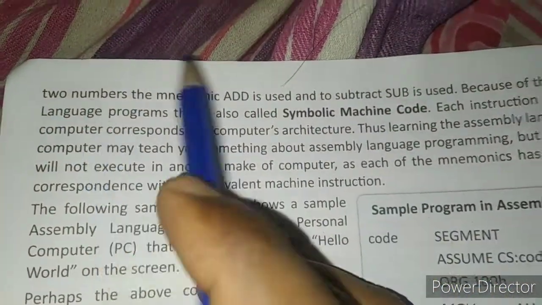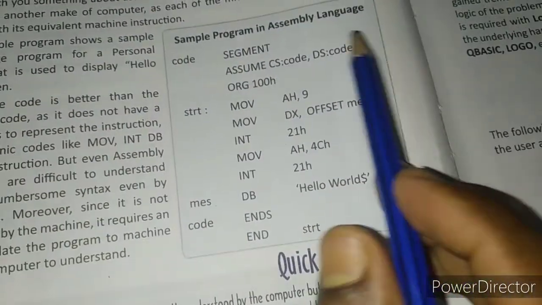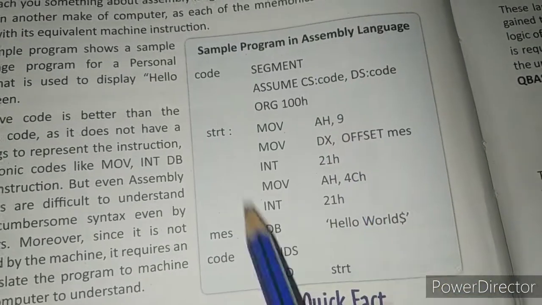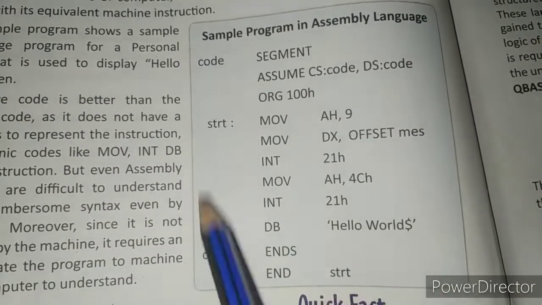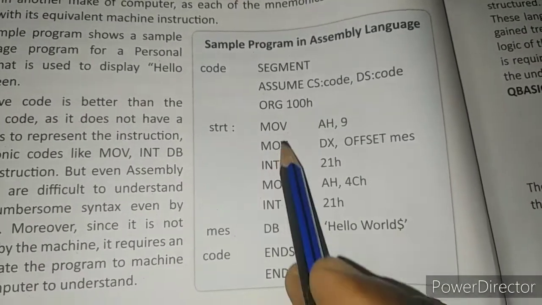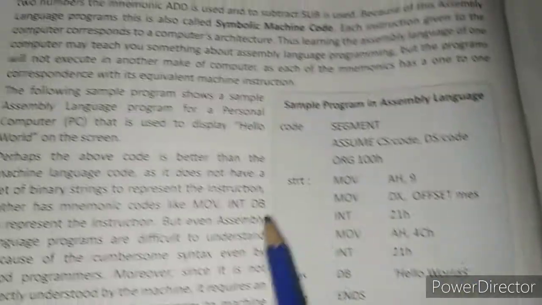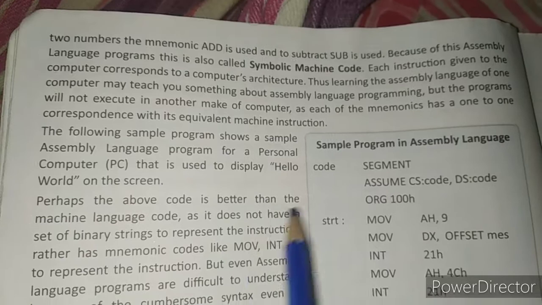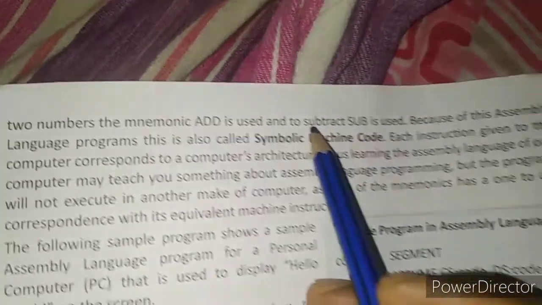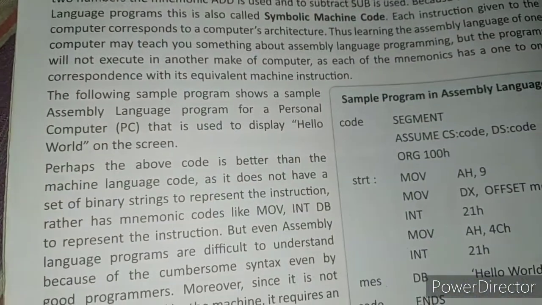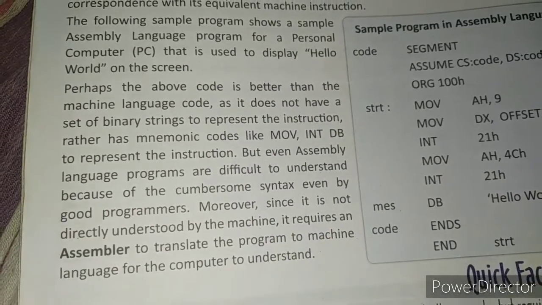Here you can see a program to add two numbers in assembly language. There are different segments, and a special kind of instruction is used: move, int, db, and these are known as mnemonics, right? Assume, code, this type of mnemonics are used here in a special manner.